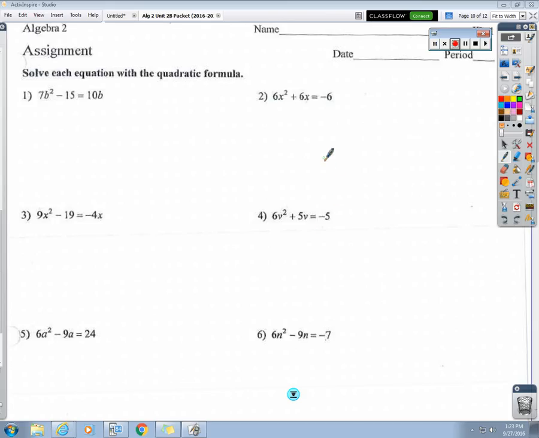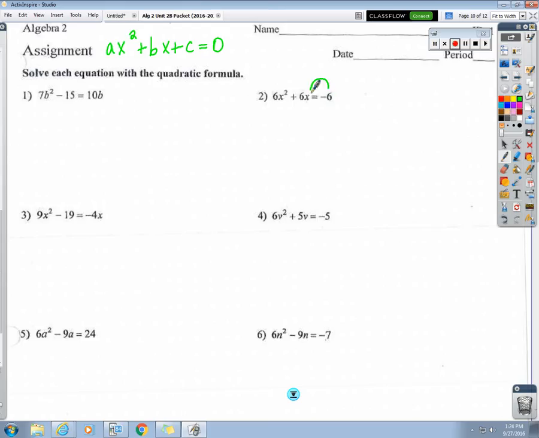Number 2. Before you can solve a quadratic equation using the quadratic formula, what do you have to do first? Right, you have to get it equal to 0, which means put it in standard form. Standard form of a quadratic equation is ax squared plus bx plus c equals 0. Why is number 2 not in standard form?